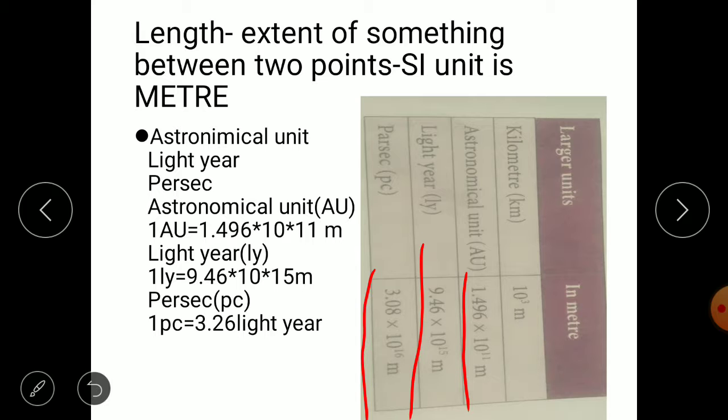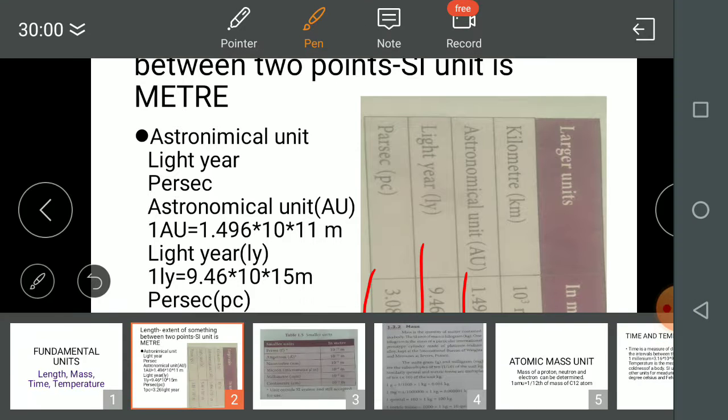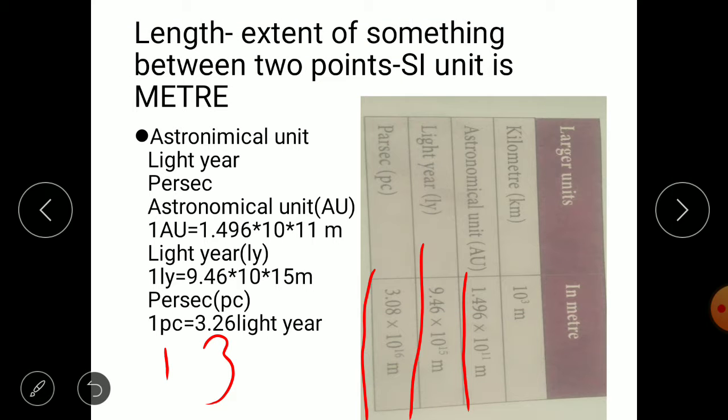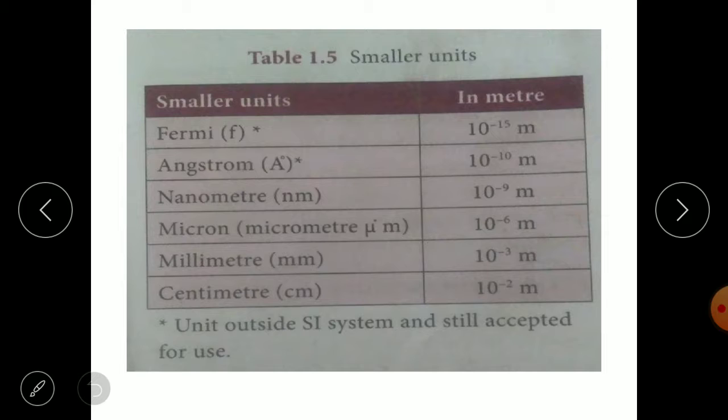We have a nearest star, its name is Alpha Centauri. It is present 1.34 PC from the sun. So this is a very important general knowledge thing.